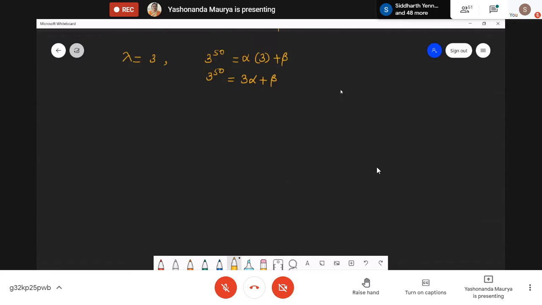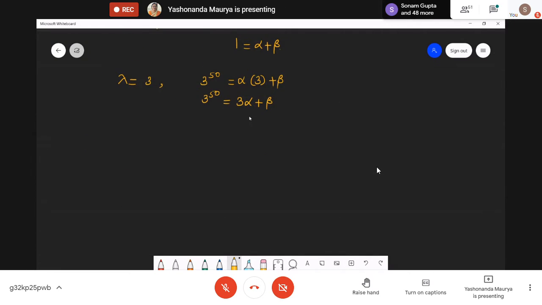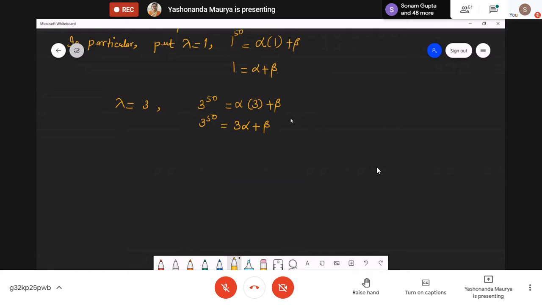Now we can solve this. We have 1 is equal to alpha plus beta. I can subtract, so we get 3 raised to 50 minus 1 is equal to 2 alpha. The beta will go off. Therefore, the value of alpha is (3 raised to 50 minus 1) divided by 2. Now similarly, we can get the beta value also. Whichever way you want to proceed, substitute it there and it will also come.